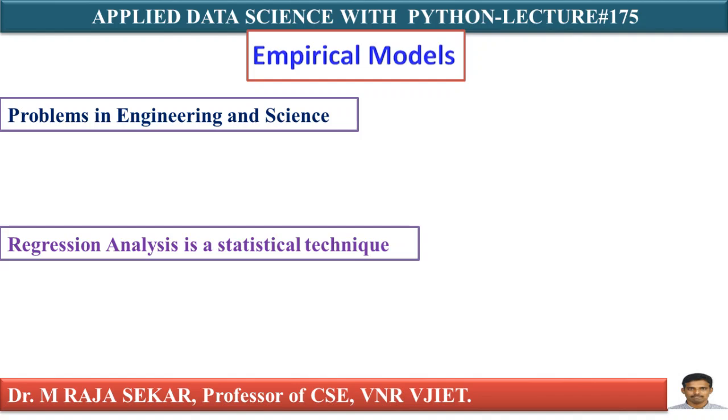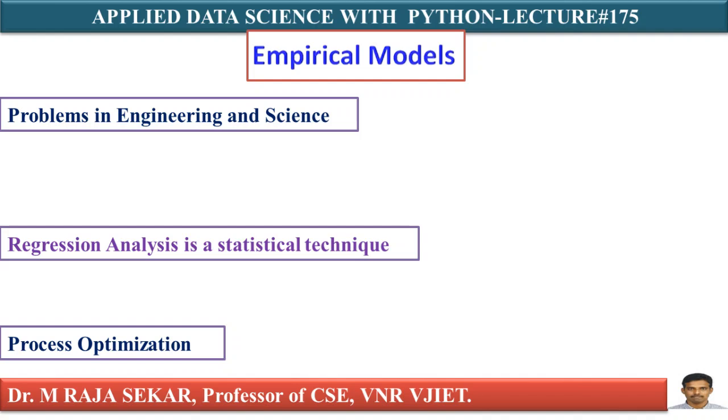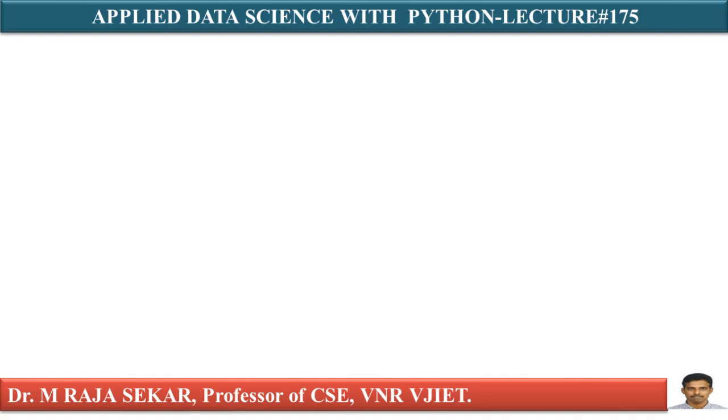This model can also be used for process optimization, such as finding the level of temperature that maximizes yield, or for process control purposes. If there are many independent variables, we can say which independent variable is more important, that affects your dependent variable. We will see one example.